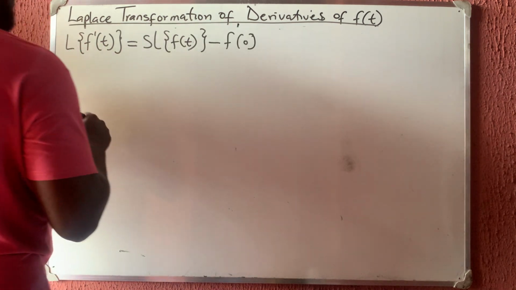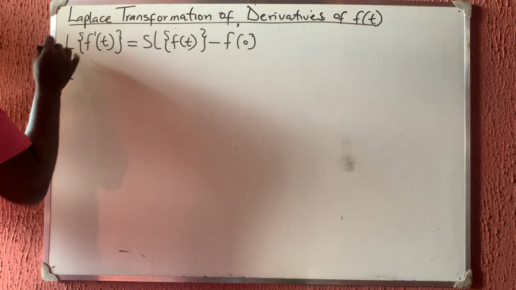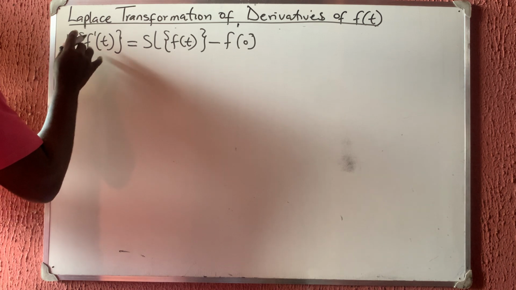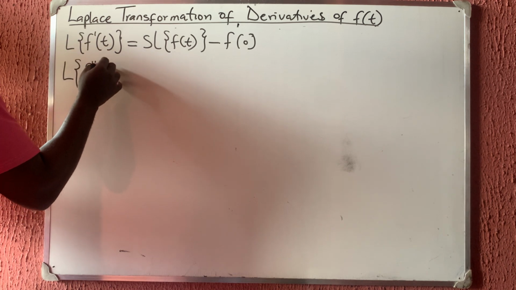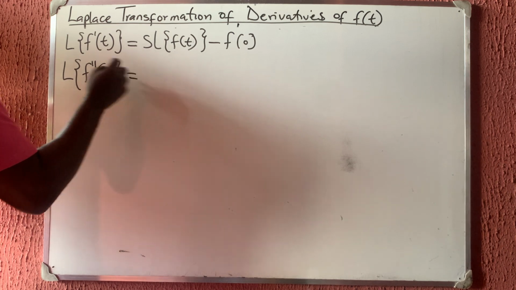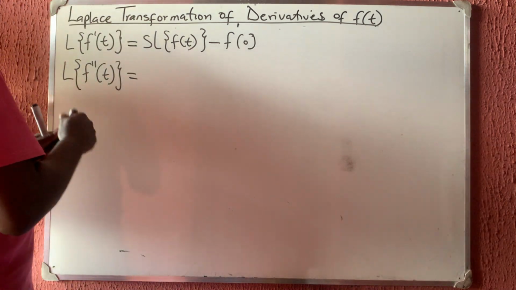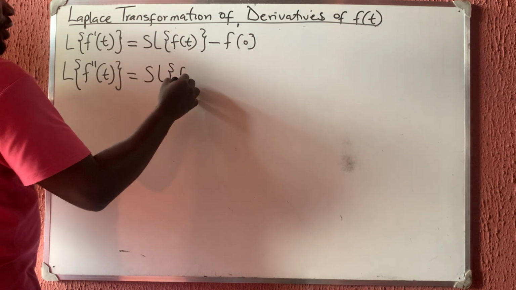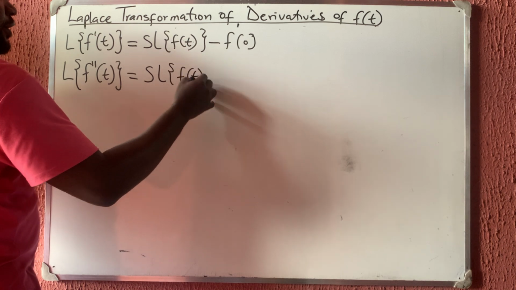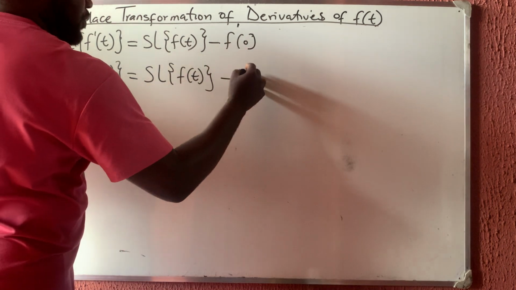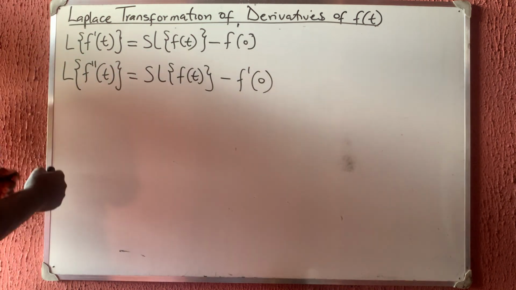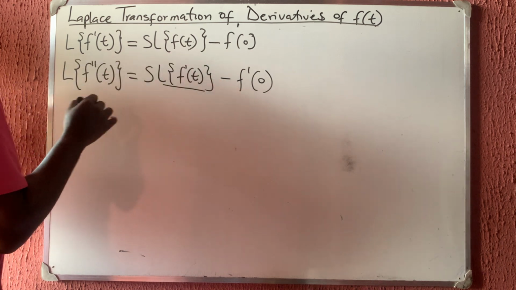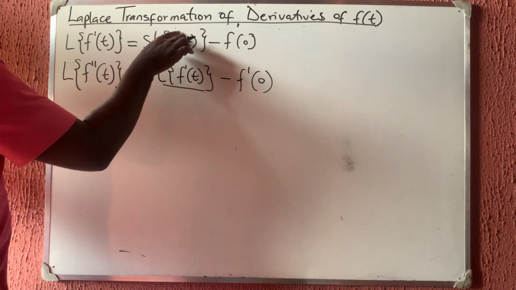Now, let us now find the second derivative. The second derivative of this will give us this is now, okay, f prime prime of t, is equal to, now differentiate here, I'm going to have s, the Laplace transformation of f of t, okay, then minus, differentiate this one, I have f prime of 0. Okay. Now we know that, sorry, this should be prime because we are differentiating.